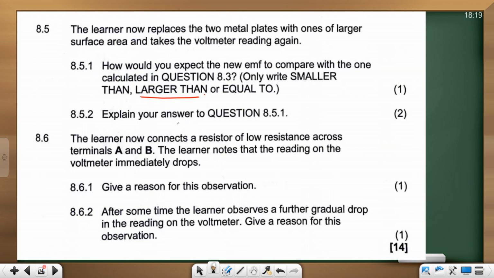So we agree I've answered 8.5.1 and 8.5.2, right? The increase in the plates makes more electrons available. More work is done, the flow. The learner now connects a low resistance across terminals A and B. The learner noticed that the reading on the voltmeter... you know what they're asking here? Internal resistance.